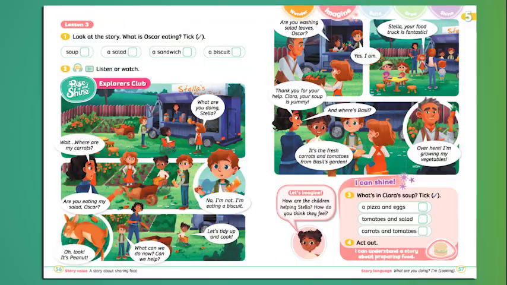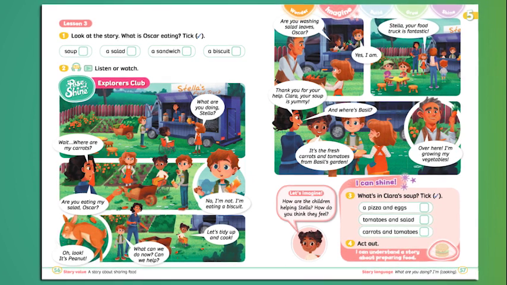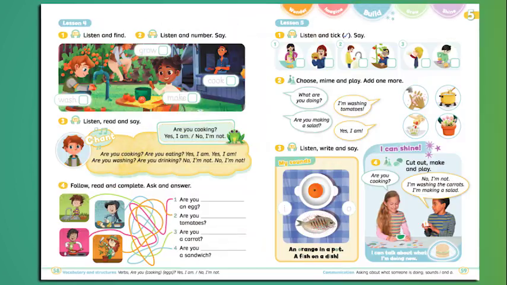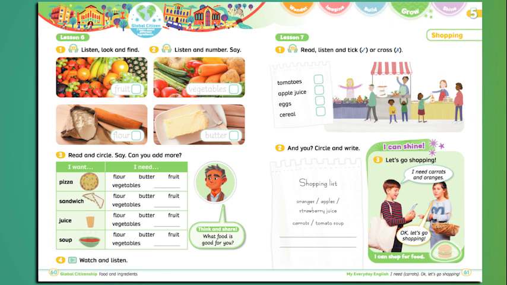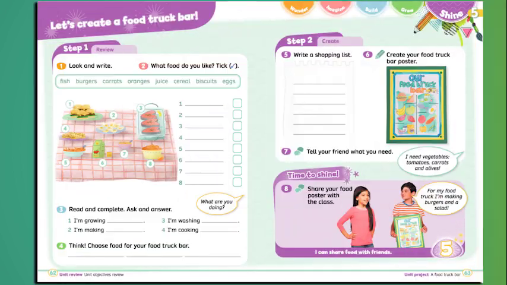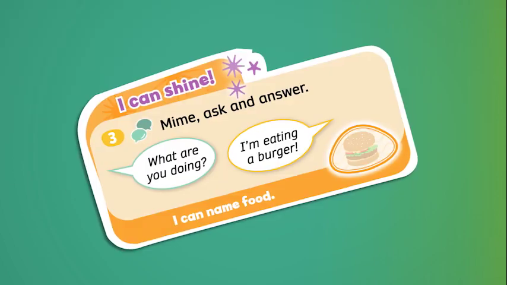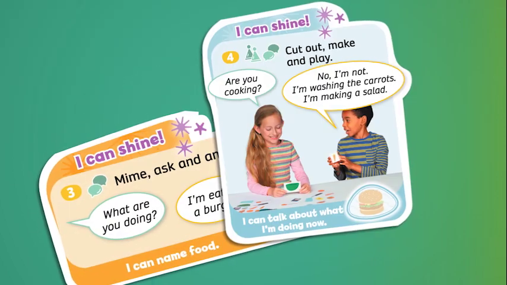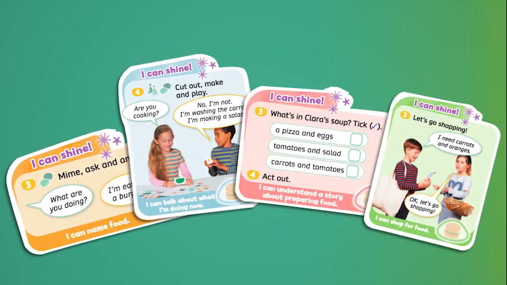Wonder, to spark learners' curiosity. Imagine, to encourage creativity and cognitive engagement. Build, to build communication skills and confidence. Grow, to open learners' eyes to the world around them. And Shine, to foster a sense of pride. Every stage features a learning objective from the Global Scale of English, which is assessed in the I Can Shine activity.